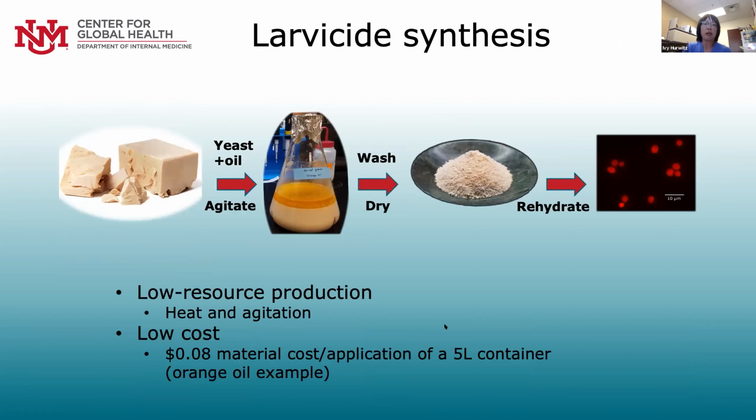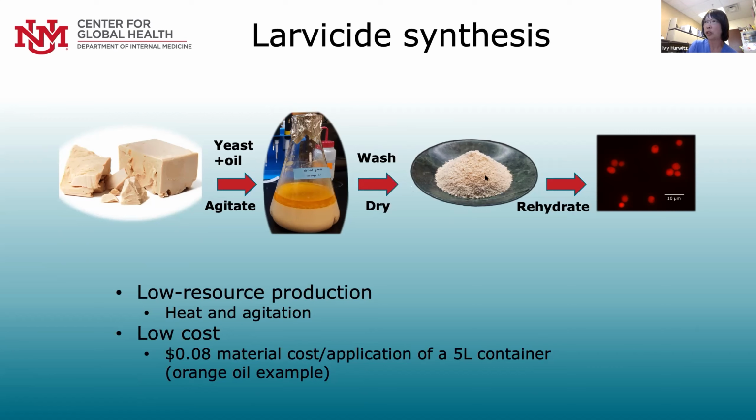So how do we make a larvicide? It's a very simple task. We take fresh yeast, a selected essential oil, in this case, orange oil as seen here, and we add some water to that. We agitate this at 40 degrees C overnight. And when that agitation is done, we wash the excess oil away from the yeast capsule, and then we freeze dry our sample. And it looks like this when it's done.